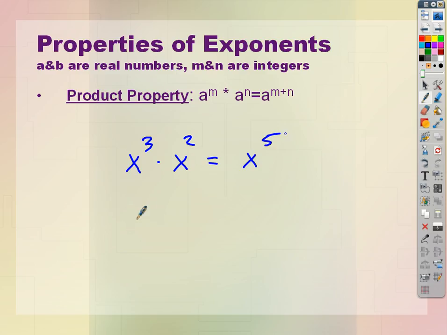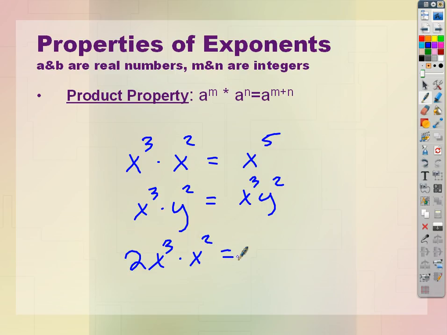What if I multiply x cubed times y squared? I can't combine those because they're not like bases. Okay? What if I multiply 2x cubed times x squared? Yeah, so 2x to the fifth, right? Because the 2 I can't combine with the x's, but the x's I can pull together. Okay, make sense? Okay.